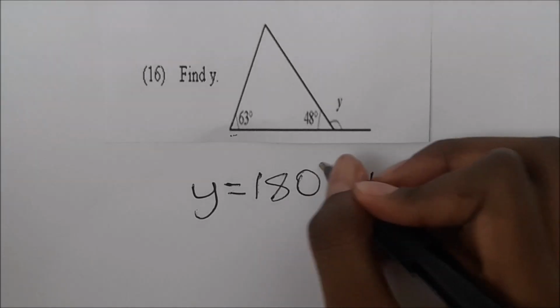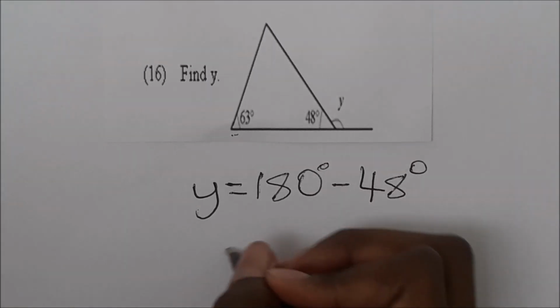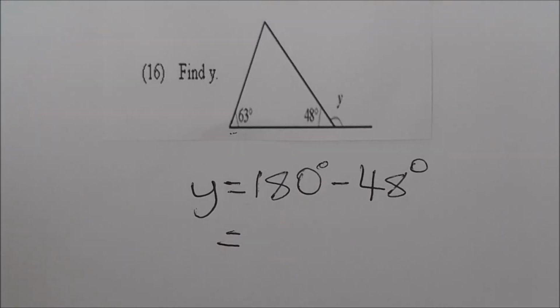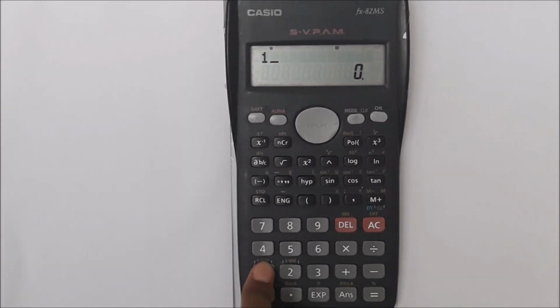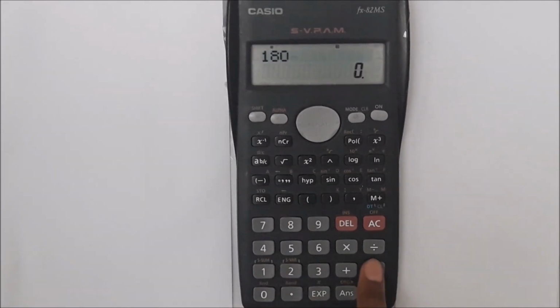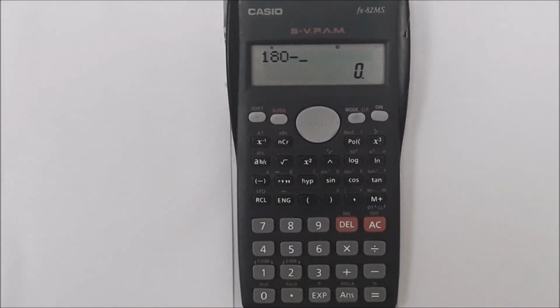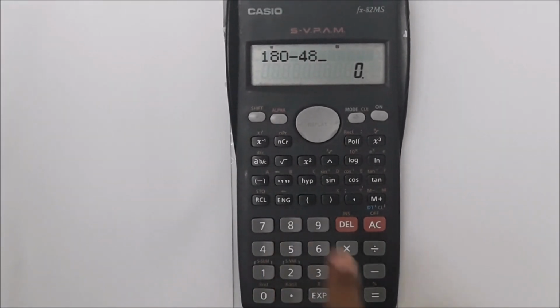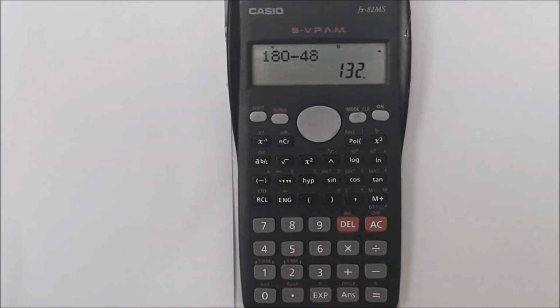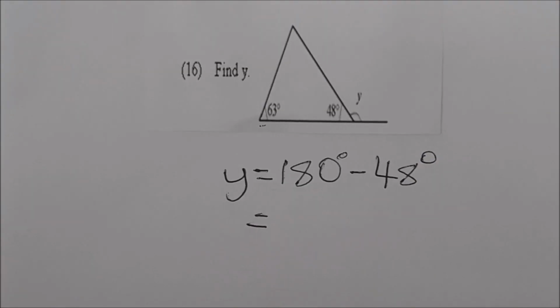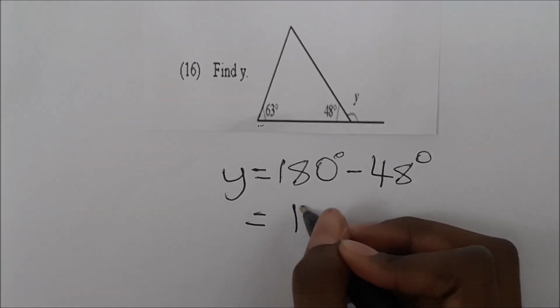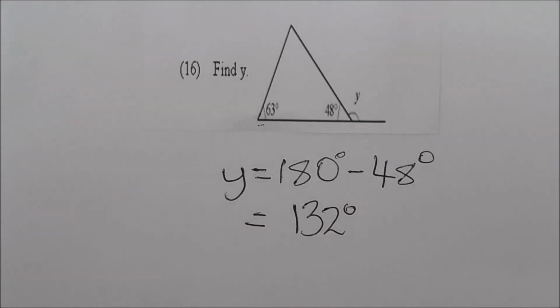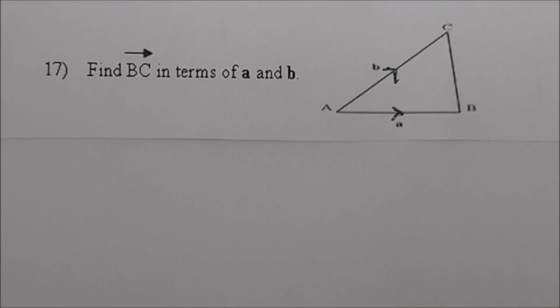Degrees, make them degrees, equal. Go to the calculator and let's get an answer for it. Say what you're doing. 180 minus 48. 132. Go ahead. 132 degrees. Okay. That's y. Find vector BC in terms of vector A and B.